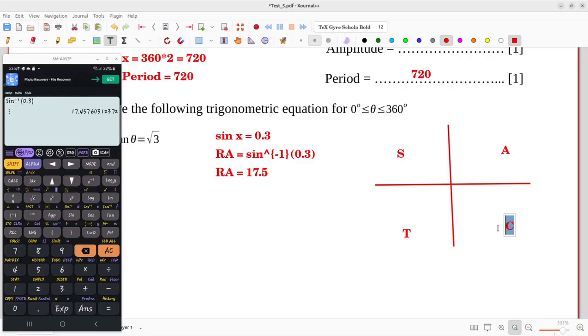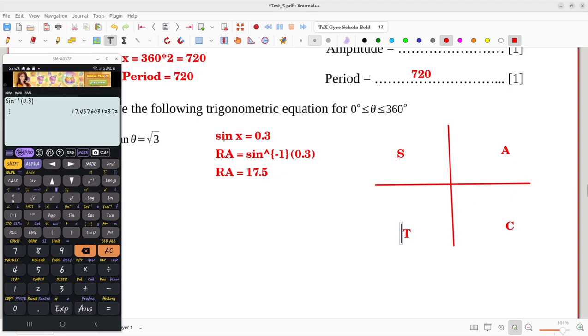So what does this cast diagram tell you? Where there is A, it means all three trigonometric ratios are positive. Where there is S, only the trigonometric ratio which starts with S, which is the sine, is positive, which means both tan and cos on the second quadrant are negative. Same applies here, only tan is positive, and here only cos is positive. Tan and sine are negative in this quadrant.